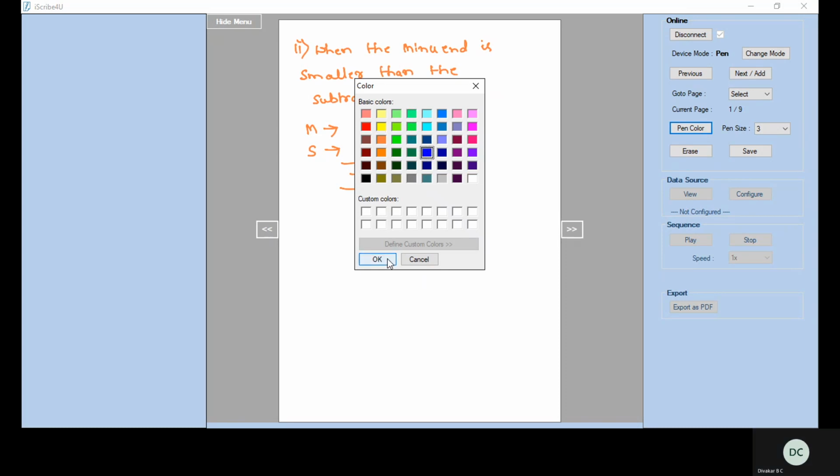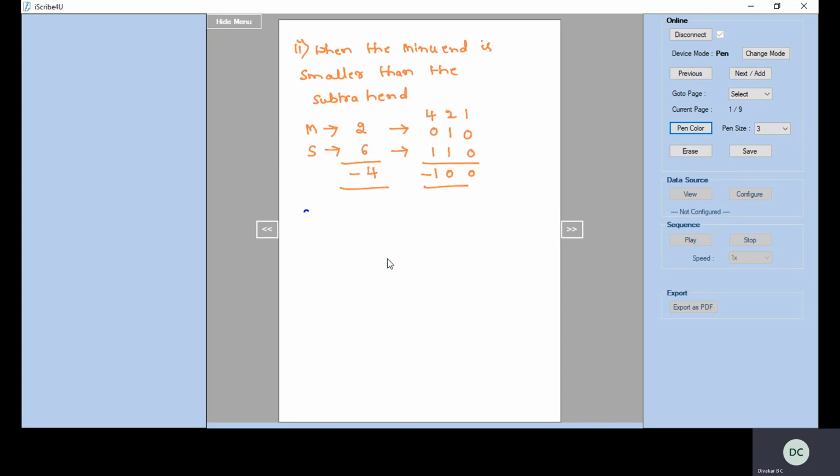Step 1. Take the ones complement of the subtrahend. This is the subtrahend. Take the ones complement. The ones complement of a number can be obtained by changing all ones to zeros and zeros to ones. The ones complement of the subtrahend is 0, 0, 1. Then add with the minuend. The minuend is 0, 1, 0. Then perform the addition, 1, 1, 0. So you can compare the results. The results are not equal.